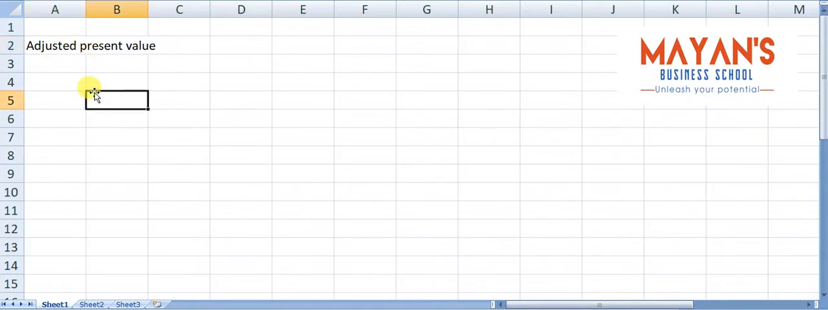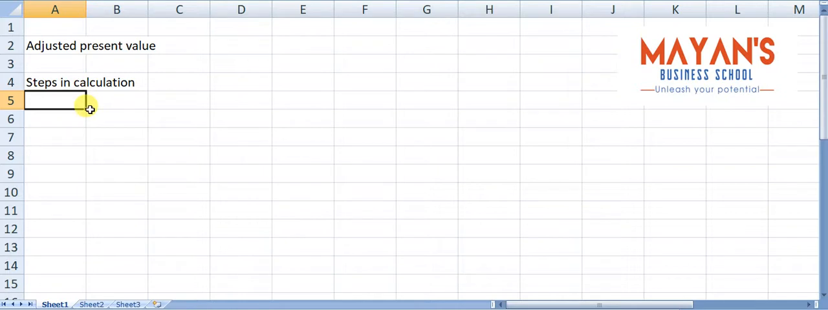Adjusted present value. This is another version, or I can say another improved version of NPV. At the end of today's lesson, I will tell you when to apply NPV and when to apply APV, in what kind of questions APV would be more applicable. I'll explain towards the end. First of all, understand how we find the APV: steps in calculation.